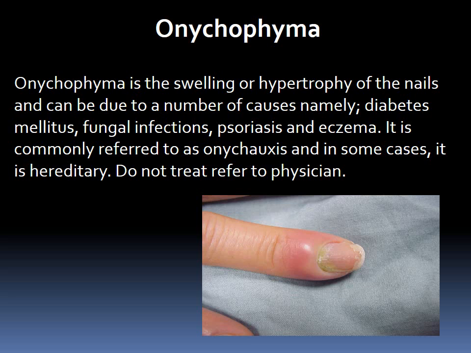Onychauxis. Onychauxis is the swelling or hypertrophy of the nail and can be due to a number of causes, namely diabetes mellitus, fungal infections, psoriasis, and eczema. It is commonly referred to as onychosis, and in some cases is hereditary. Do not treat, refer to physician.